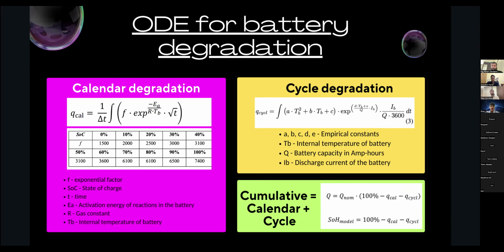So we needed to modify this equation so that it fits well with the electric vehicle we were testing on, which was a Nissan Leaf electric vehicle. And so we had to modify this to our own constraints. So when we take a look at this calendar degradation, we see some possibly unfamiliar terms. For example, state of charge. It's pretty simple. It's just the battery percentage on your phone or laptop. For example, it just tells you how much charge is left.